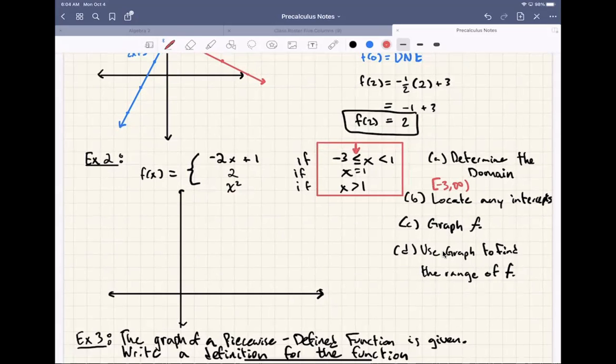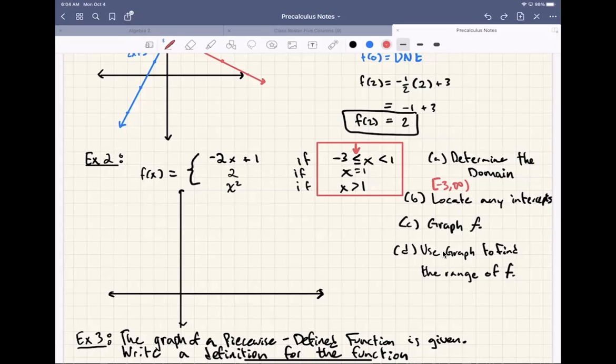Our lowest point is going to be negative 3, and we're equal to it. And then you're going to see it's going to go from negative 3 all the way to 1. Then it's going to be at 1, it's defined. And then right here, it's going to say we're going to keep going bigger than 1. So that's why our domain is negative 3 to infinity.